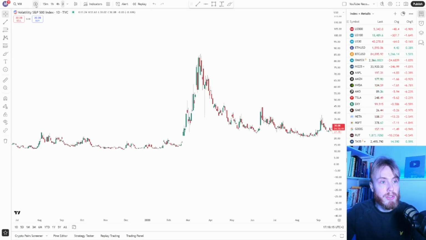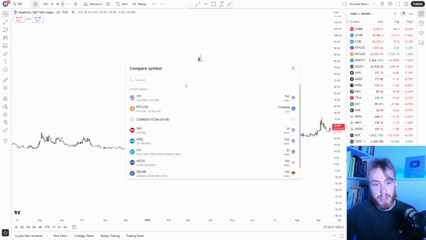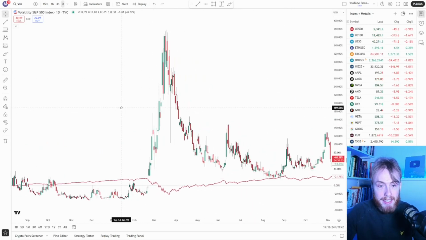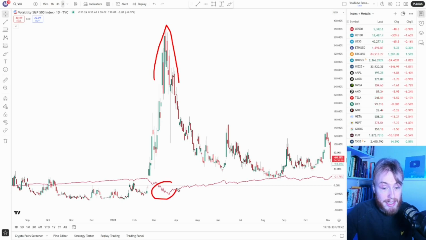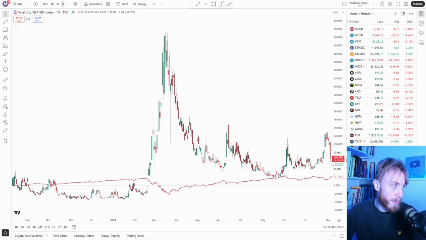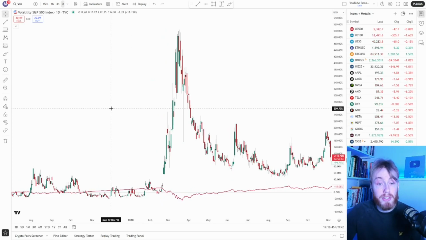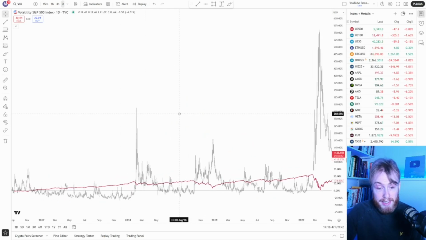What we can actually do here, if we add another symbol to TradingView, is add the S&P 500, so we can compare the VIX price and the S&P. You can see that during this spike, during the worst spike in VIX, this was very close to the market bottom. This purple line right here is the stock market, or the S&P 500. So as you can see, in general, it tends to be a good time to buy when the VIX spikes.